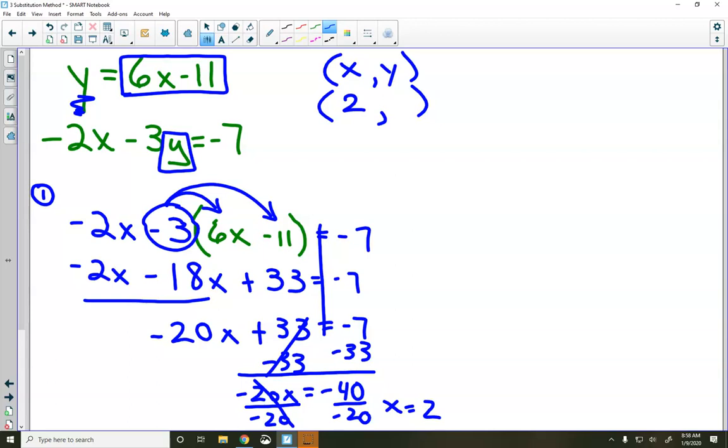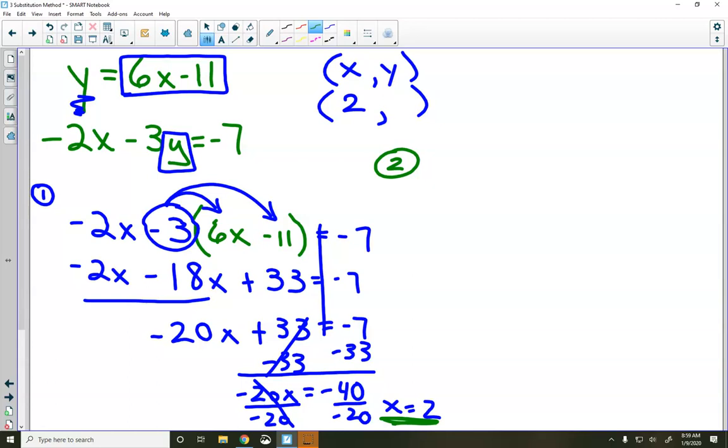All right, the second part of the problem. I know x is equal to 2. What I can do is substitute that back into one of the equations for x, and then I have a new one variable equation where I can solve for y. So which equation should we use, the top or the bottom? Top. Does it matter though?